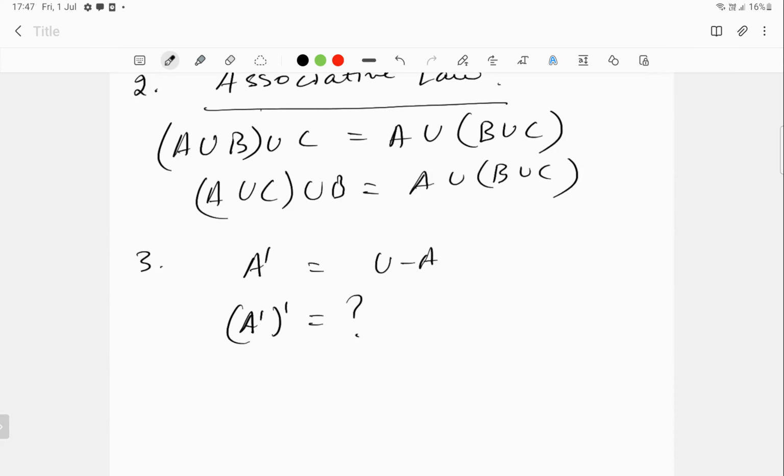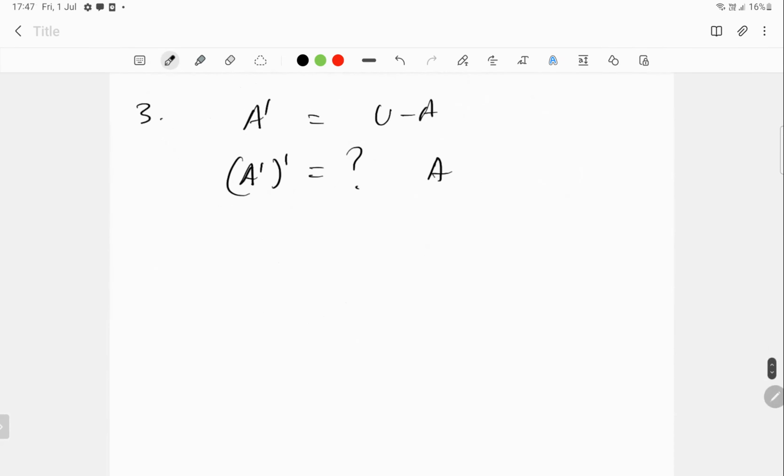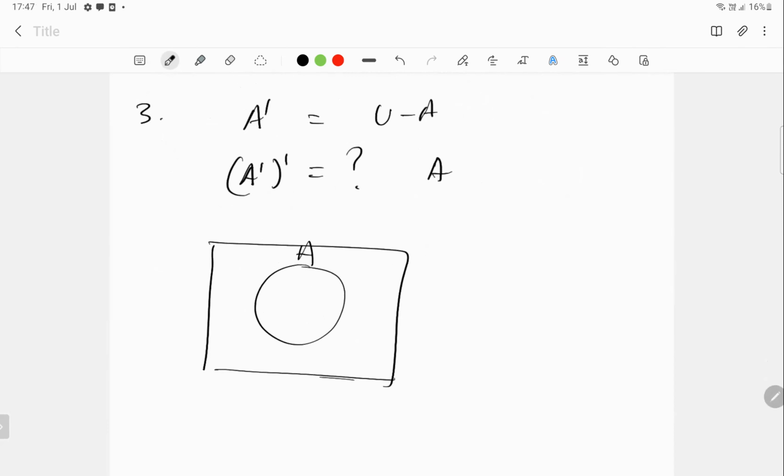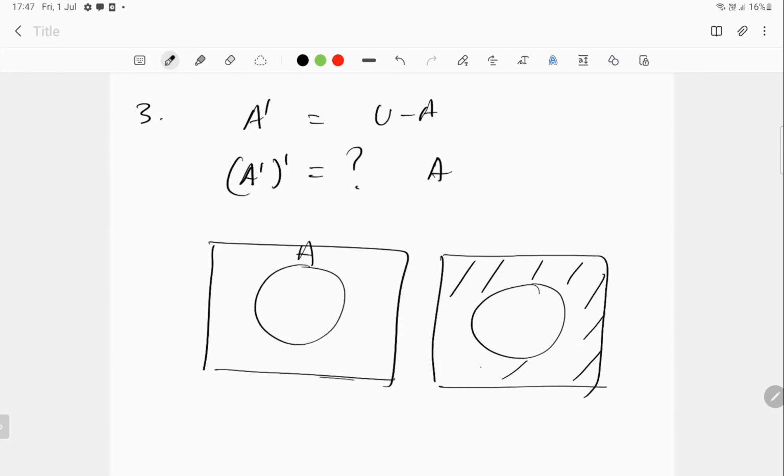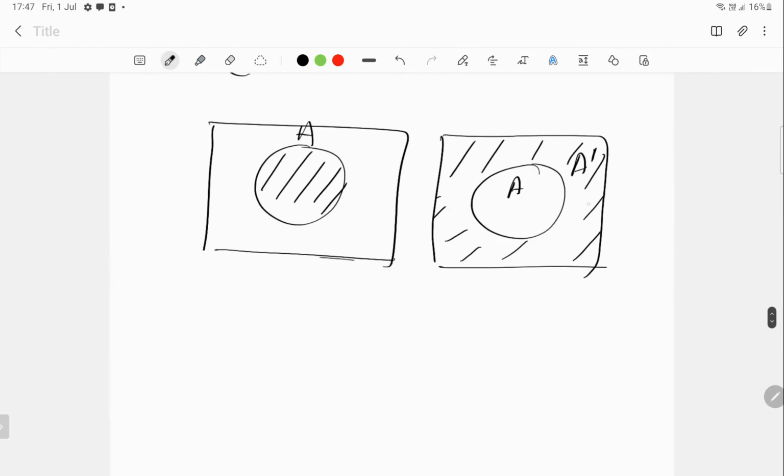Okay, so draw the Venn diagram. So complement of complement is that same set. Let's draw the Venn diagram; you will understand from there. If this is A, what will be A complement? Everything other than A. Fine. Everything other than A, so this is A complement, this is A. Now I'm saying complement of complement. That means other than everything, other than this. So again it will be A.